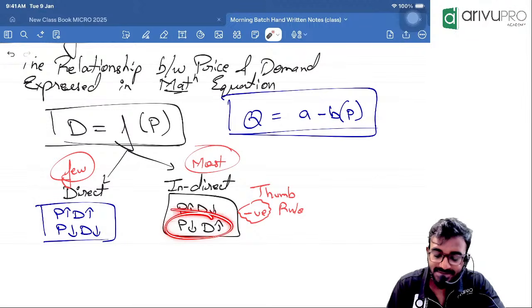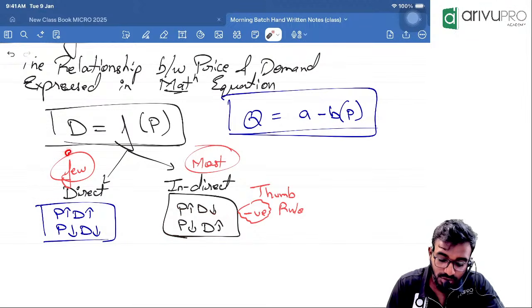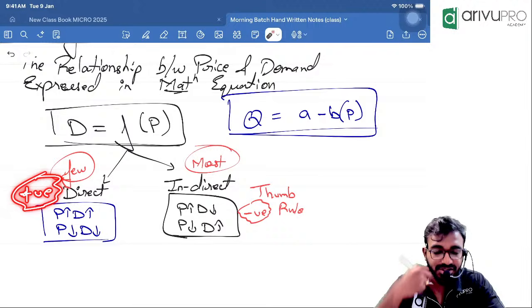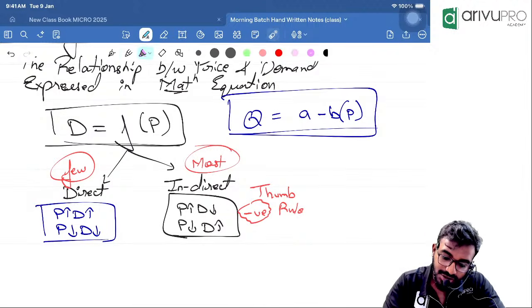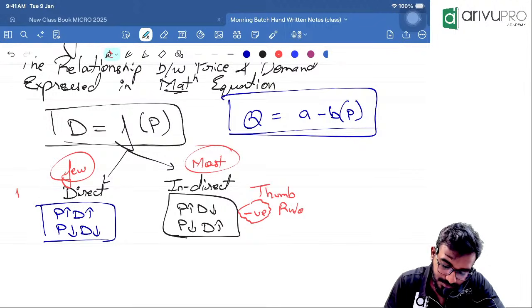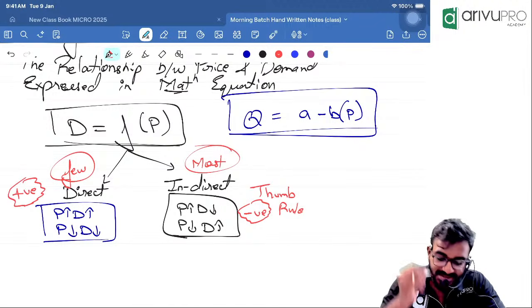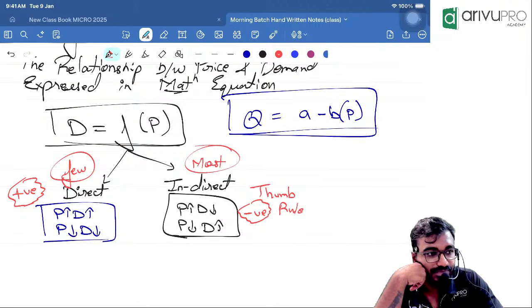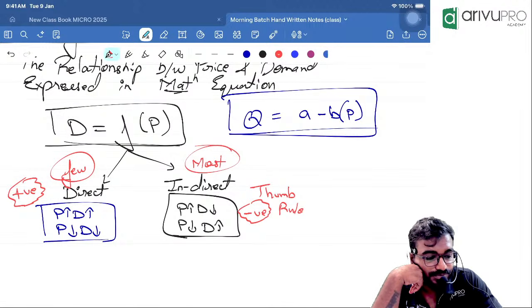Price increase, demand decrease; price decrease, demand increase. But only in a few circumstances do we have a direct relationship, also called a positive relationship. If price increases, demand will also increase. If price decreases, demand will also decrease. One separate heading will come, exceptions to the law of demand, where I will discuss this direct relation. Done? Finished?